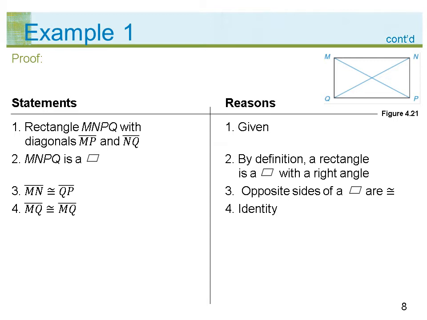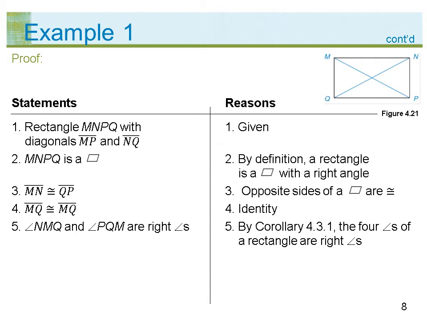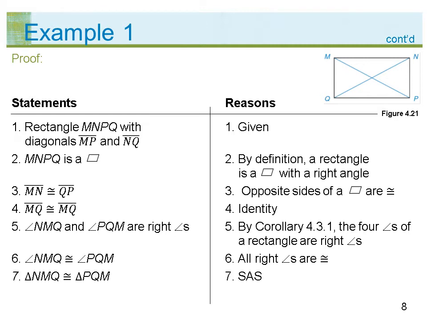Reason number 4. Identity. Statement number 5. Angle NMQ and angle PQM are right angles. Reason 5. By corollary 4.3.1, the four angles of a rectangle are right angles. Statement number 6. Angle NMQ is congruent to angle PQM. Reason 6. All right angles are congruent. Statement number 7. Triangle NMQ is congruent to triangle PQM. Reason number 7. Side angle side. Statement number 8. Segment MP is congruent to segment NQ. Reason number 8. CPCTC. Corresponding parts of congruent triangles are congruent.